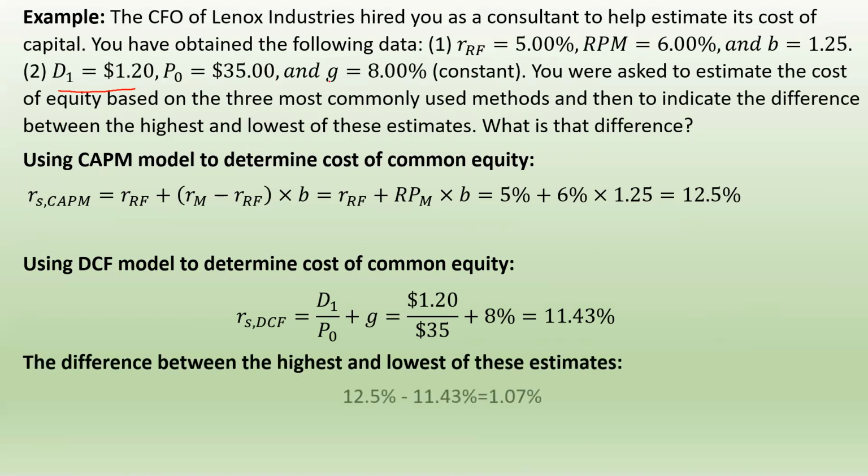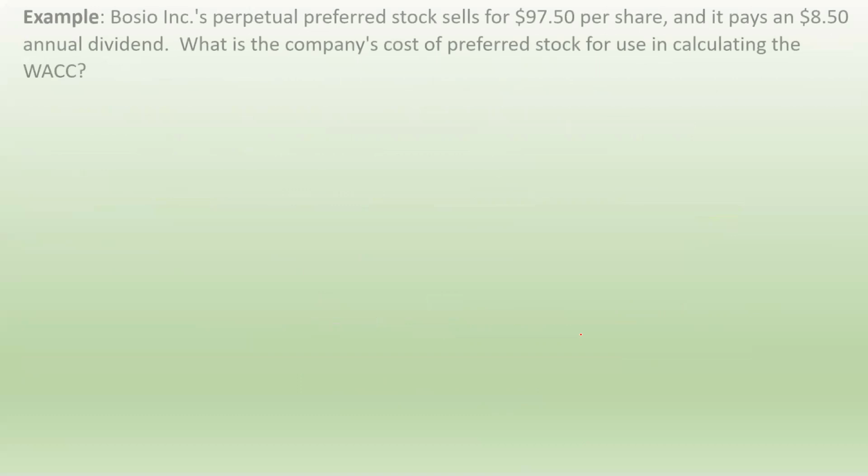The difference between the highest and the lowest. This is the highest because we only have two estimates. This is the highest, and this is the lowest. The difference, which is just the highest minus the lowest, is 1.07%. Next example, Boyson Inc.